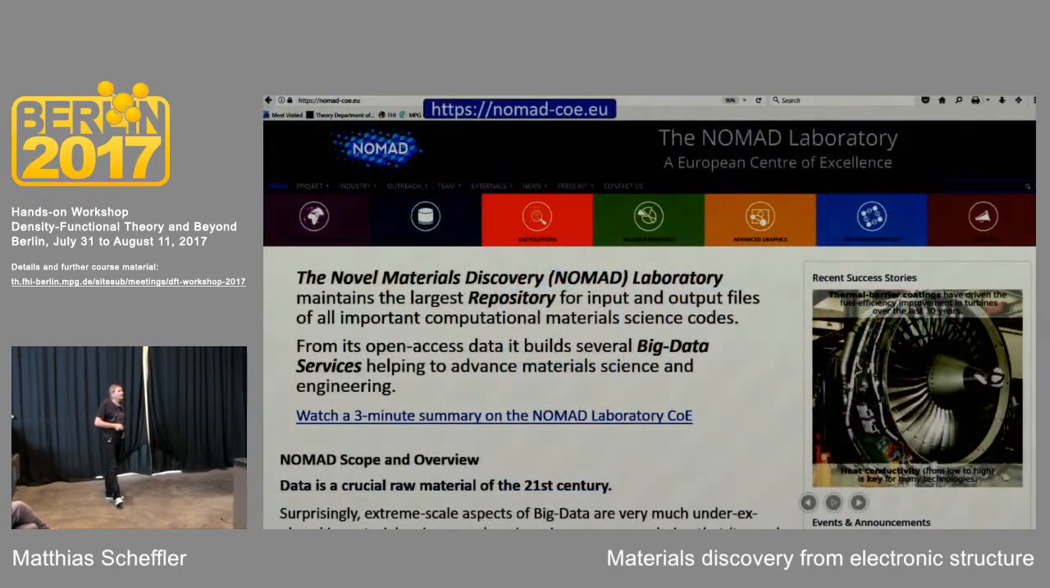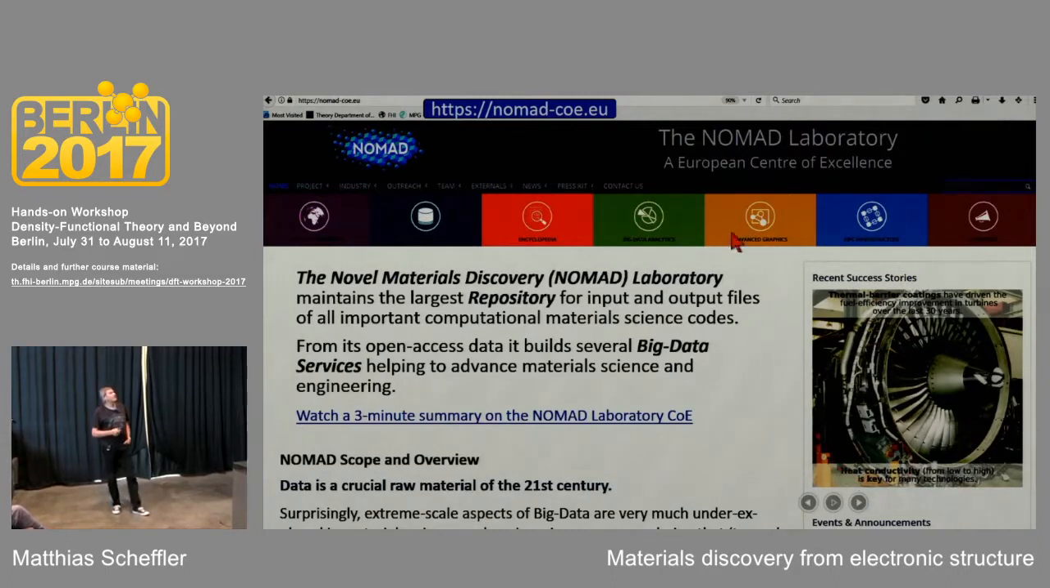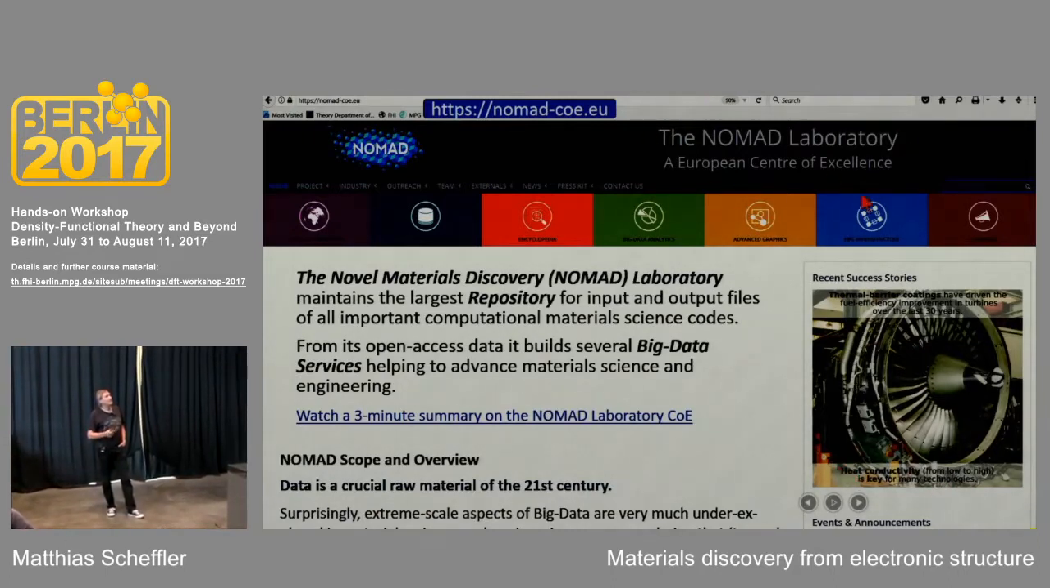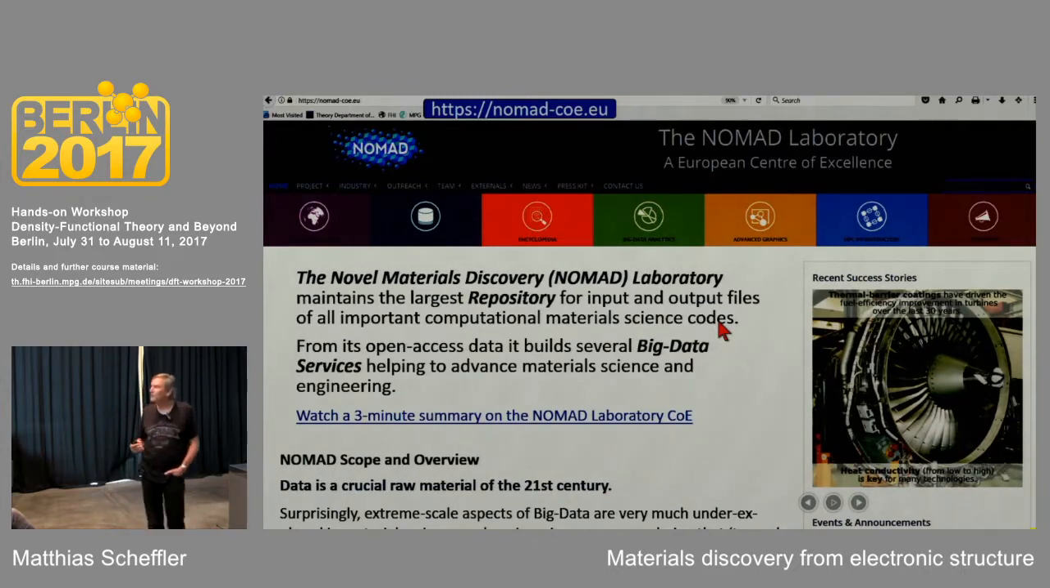So, in fact, this big data issue, and you will talk to many people about this, is at the center of the interest in what is called the NOMAD laboratory, where NOMAD stands for Novel Materials Discovery. This is actually now the largest repository of input and output files for all computational material science computer codes. So many things you probably would like to do, you don't have to do anymore, because it's already there and you can look up that these calculations have been performed already.